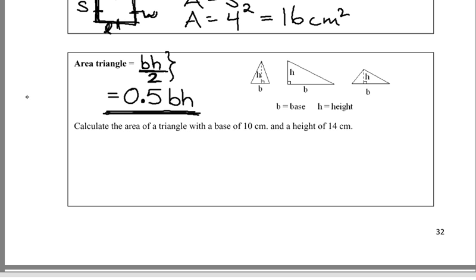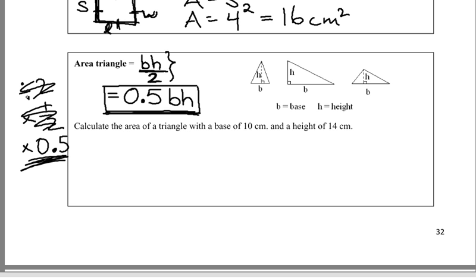Nothing wrong with base times height divided by 2, but you will see me use 0.5, because dividing by 2 is the same as multiplying by a half, which is the same as multiplying by the decimal form of it. So that's why I like 0.5 times the base times the height.